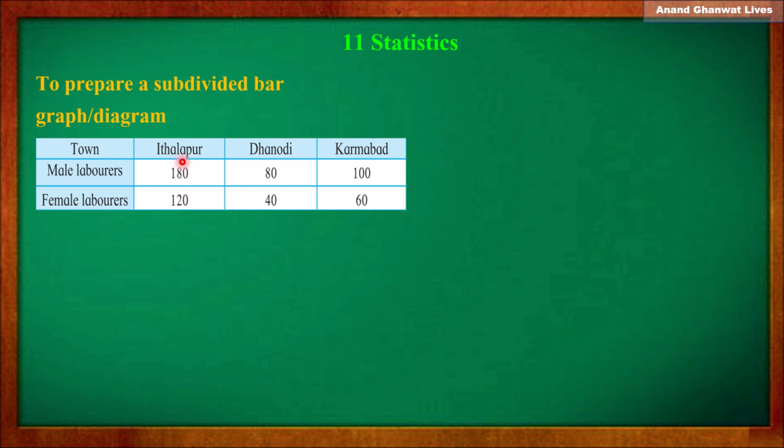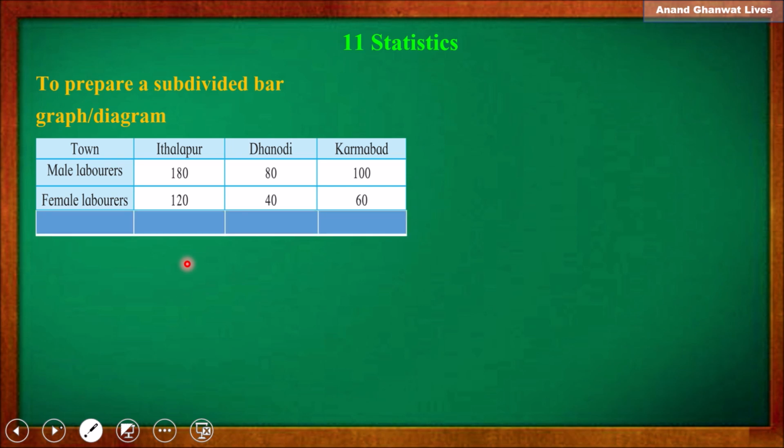In Ithalapur male laborers are 180 and female laborers are 120. In Dhanodi male laborers are 80 and female laborers are 40. In Karmabad male laborers are 100 and female laborers are 60. Now after understanding the information, let us insert a row here. So total laborers in Ithalapur are 300. Total laborers in Dhanodi, 120. And total laborers in Karmabad, 160. Okay.